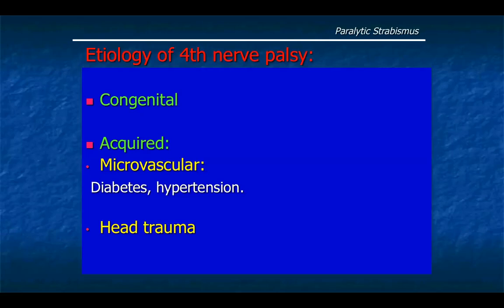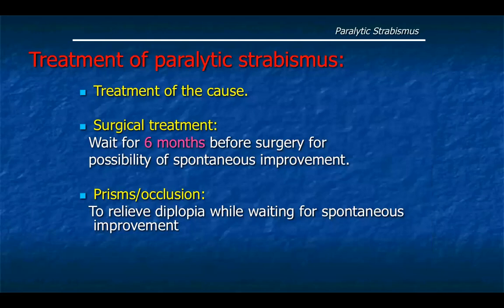The cause of fourth nerve paralysis could be congenital, and this is a common cause of fourth nerve paralysis. Usually it's congenital trochlear nerve palsy, or could be acquired due to diabetes or hypertension or a severe head trauma. Treatment is treatment of the cause. We have to find out the cause first. Is it diabetes or hypertension? We have to treat these. Or if it's congenital, there's no treatment of the cause. We just go for surgical treatment.